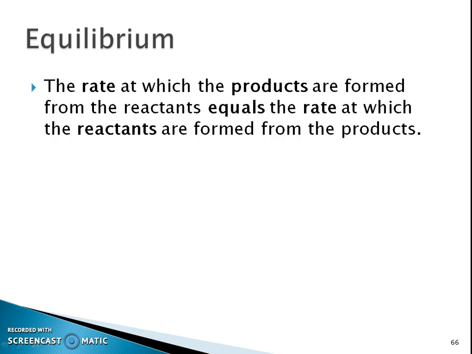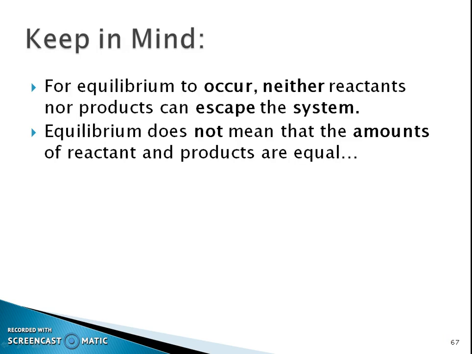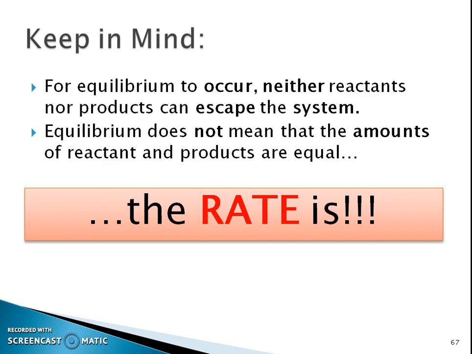So again, it's the rate, it's the rate, it's the rate. The rate at which those products are formed equals the rate at which those reactants are formed from those products. We want to always keep in mind, for equilibrium to occur, neither reactants nor products can actually escape, which should make sense. There's no way it's going to be at equilibrium if we have an open container and let those reactants turn into products. They're just going to escape into the atmosphere. So we do need a closed system in order to capture those products and allow those products to turn back into those reactants.